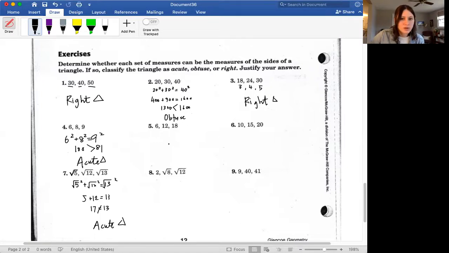Why don't you do number 9? Work out number 9. That would be a right triangle. Okay, that's all you're doing there. I think that's all I have for you guys.